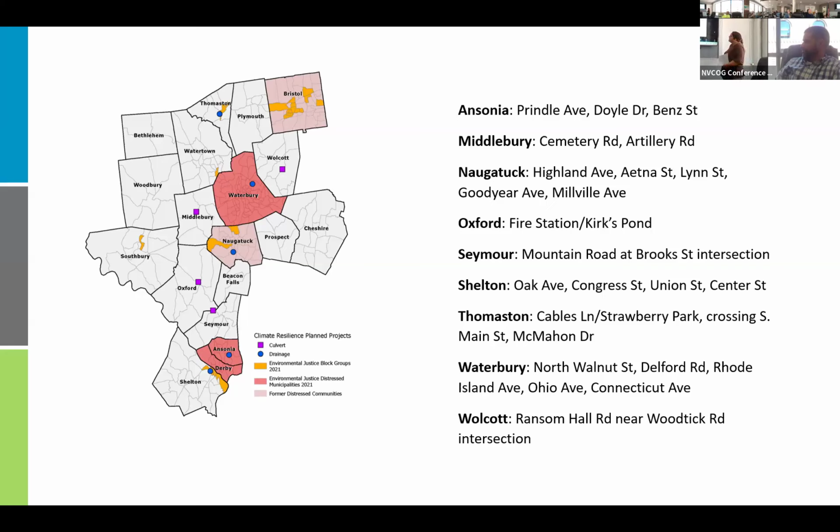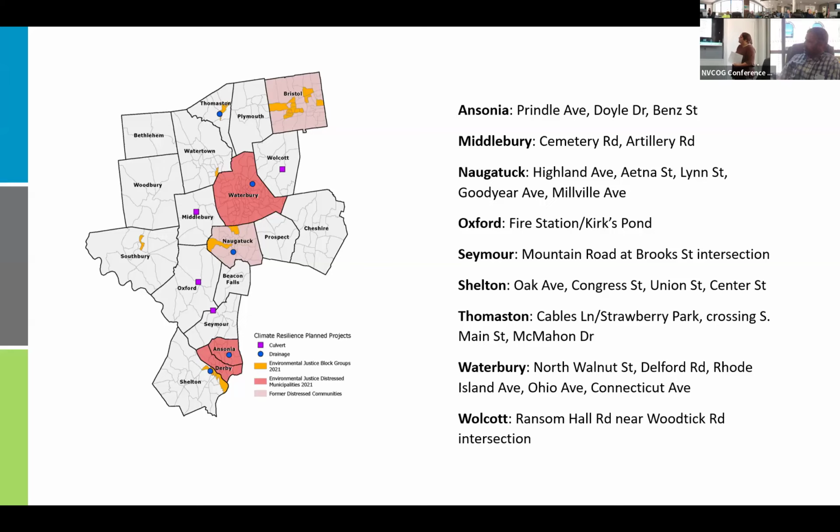So we have Ansonia around Prindle Avenue, Middlebury, a culvert that runs under Cemetery and Artillery Road. Naugatuck and Shelton are similar in that they're sort of underneath dense urban areas. So Naugatuck's is around Highland Avenue, Shelton is around Oak Avenue, and as you can see, touches a bunch of other streets. Oxford's is Kirk's Pond, which is between the fire station and the town hall.